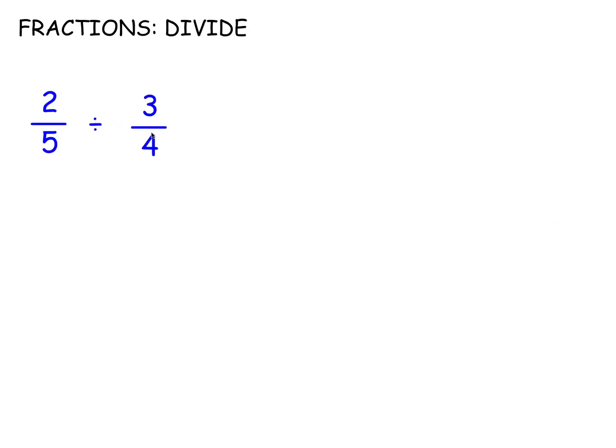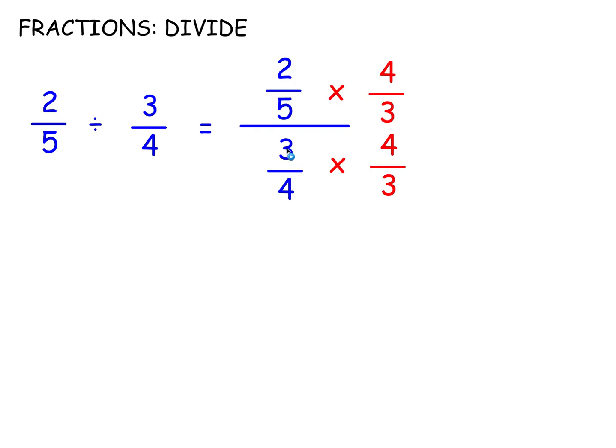Divide. Suppose you had 2/5 divided by 3/4. I can write that fraction division as a big fraction. 2/5 all over 3/4, because that's 2/5 divided by 3/4. If I multiply the top and bottom by 4/3, this 3/4 is on the bottom. If I flip it upside down, it's called the reciprocal.